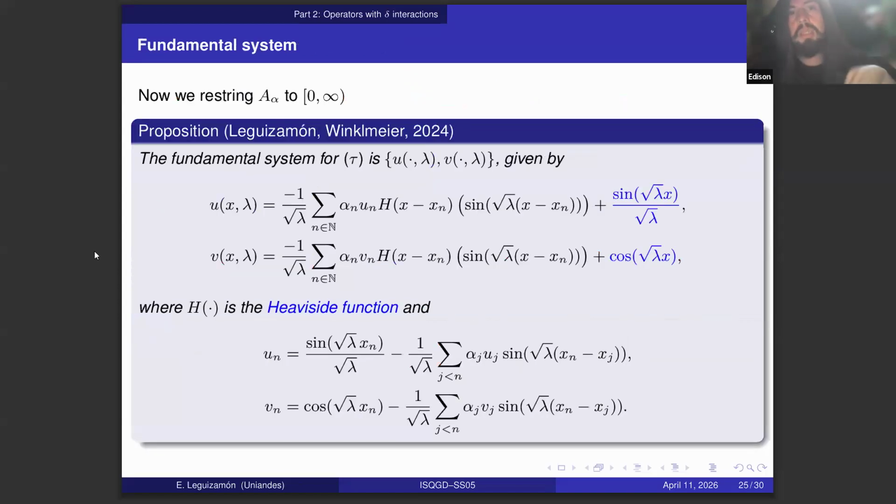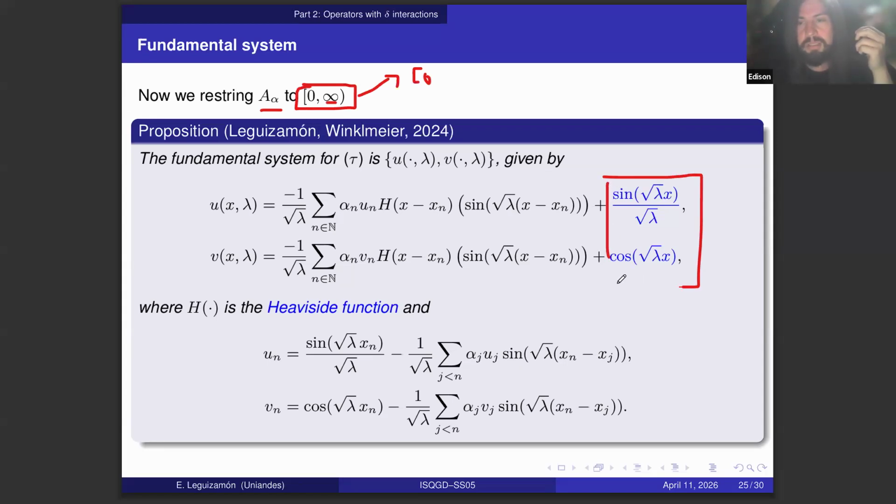So if we restrict the interactions or the domain just to the positive reals, we managed to prove that in this case we are in the regular case at 0 and in the limit point case at infinity, and we can calculate the fundamental system. Please note that inside is the fundamental system of the Laplacian.